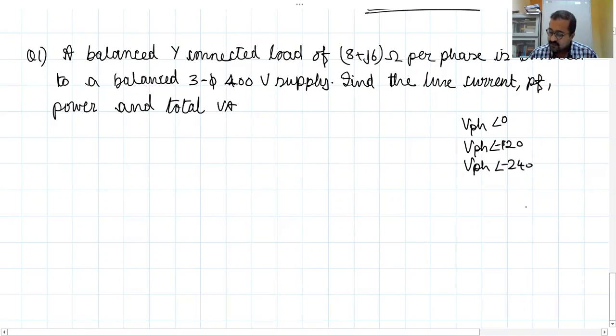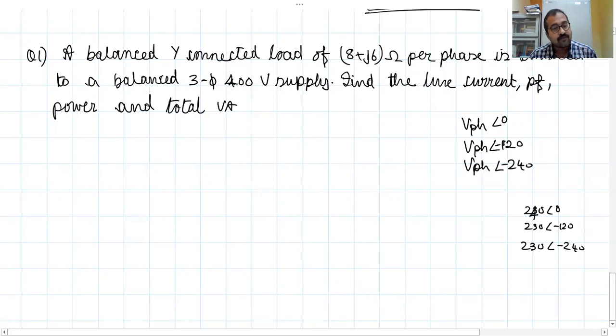For example, say 230 angle 0, 230 angle minus 120, 230 angle minus 240. Is this a balanced supply? Yes, it is, because the voltage magnitudes are equal and there is a 120-degree phase difference between the voltages. But suppose this was 240 angle 0, 230 angle minus 120, 230 angle minus 240. Then it would not be a symmetric or balanced supply.